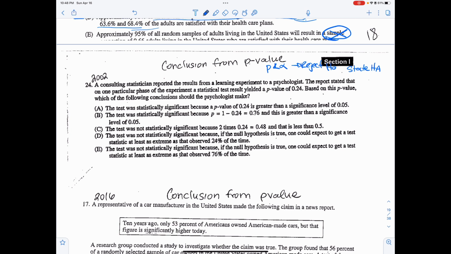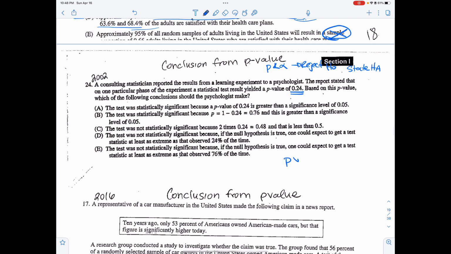All right, this one says the consulting statistician reported the result from a learning experiment to a psychologist. The report stated that on one particular phase of the experiment, a statistical test yielded a p-value of 0.24. So in my mind right away, I'm saying p-value equals 0.24, which is greater than any reasonable alpha. So that's going to be a fail to reject.